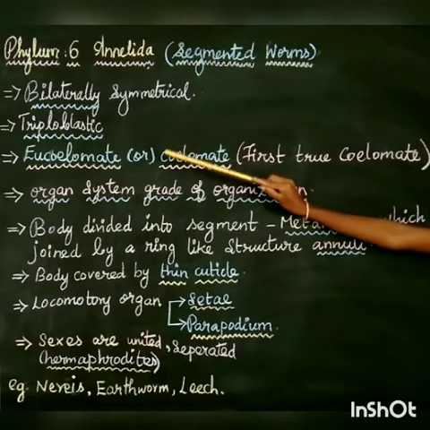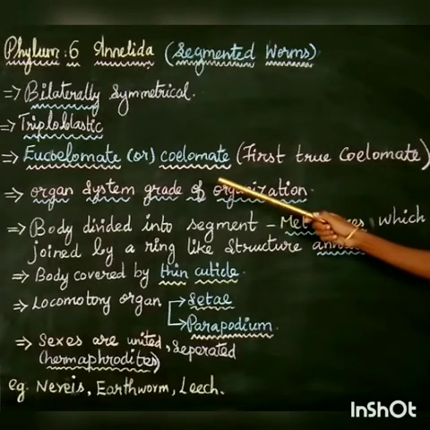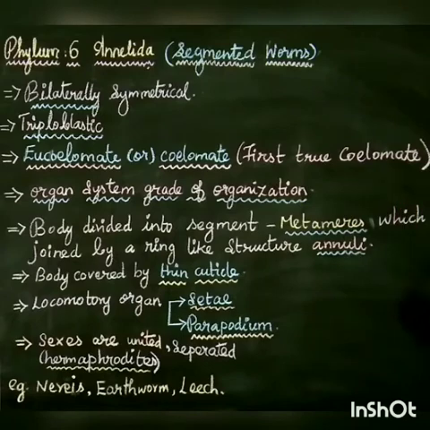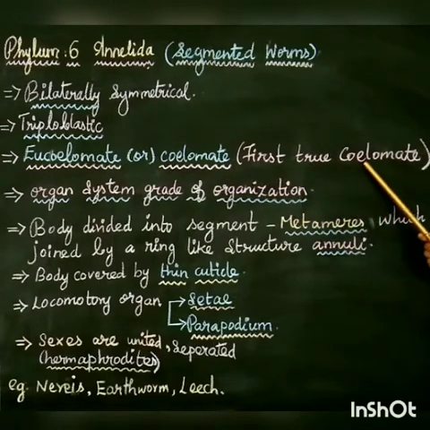Then eucoelomate, here a true coelom animal. The first true coelomate animal is Annelida, phylum Annelida. Phylum Annelida includes true coelomate animals, also called eucoelomate or coelomate.